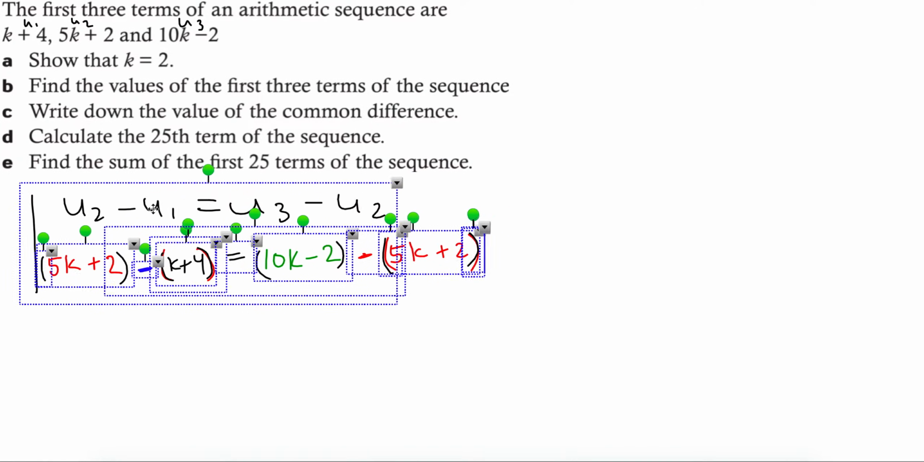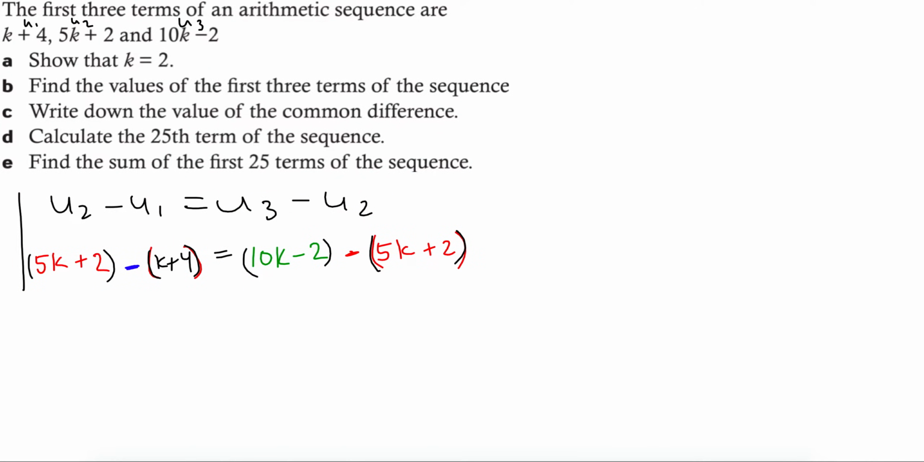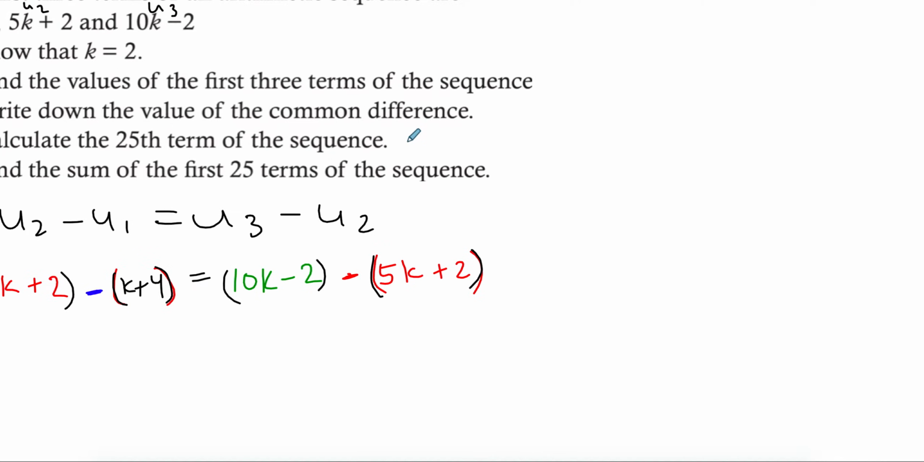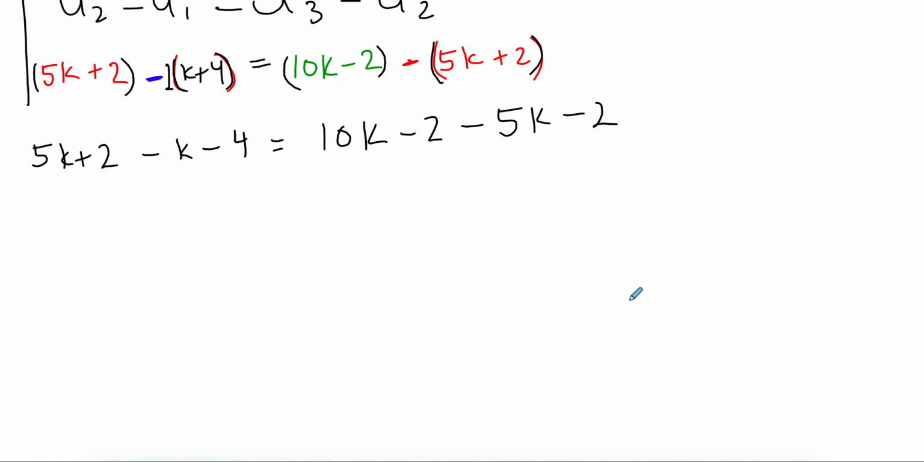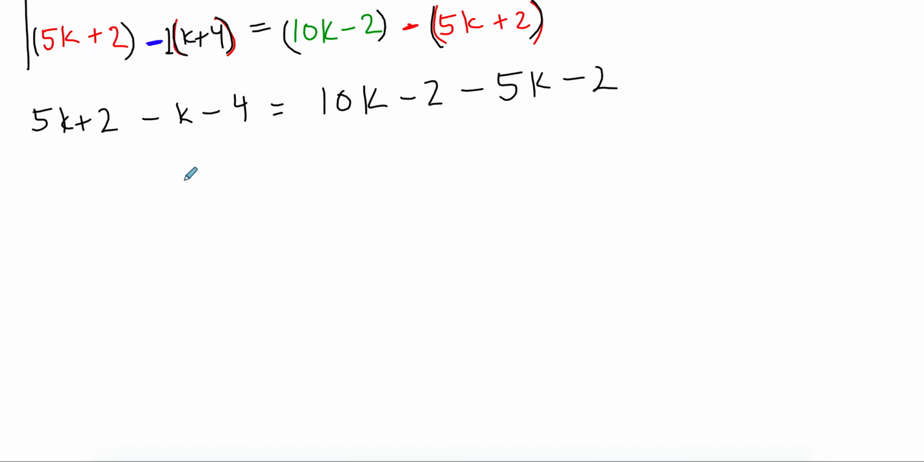And so what we're going to do right now is simplify the expressions. So this is 5k plus 2, nothing changes. The negative, there's a 1 in here that we don't write, so it's like negative 1 times k, negative 1 times plus 4, so it's going to be negative k minus 4 equals 10k minus 2, and again, the negative spreads out, so 5k minus 2. So now we have an algebraic equation with k as the unknown.